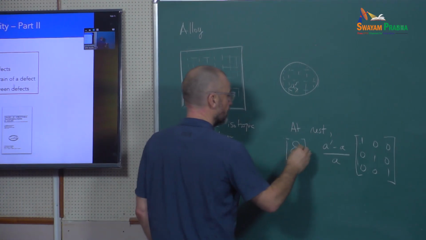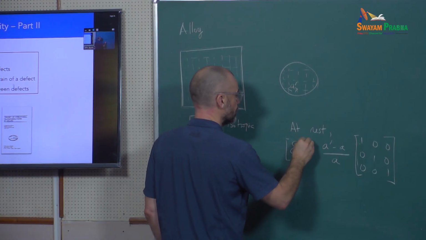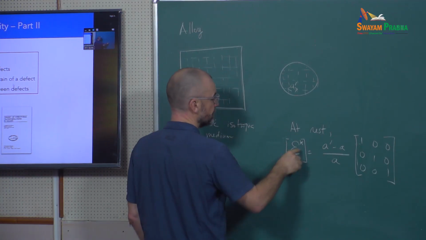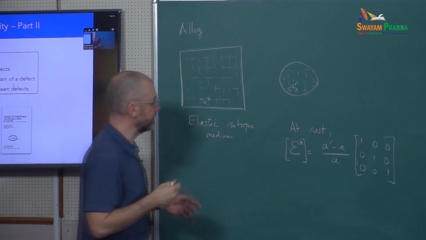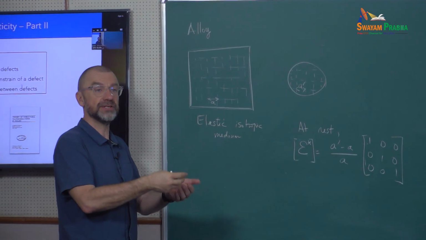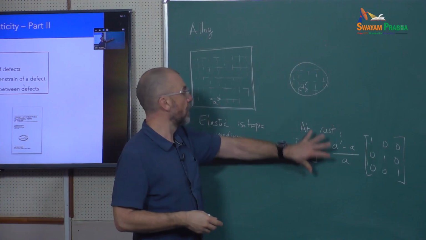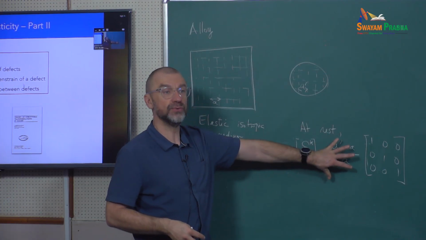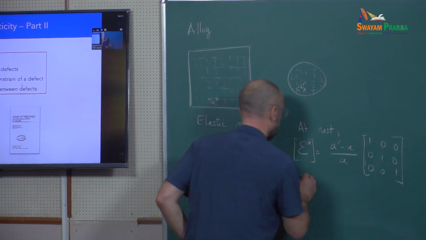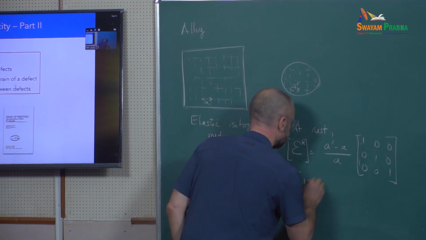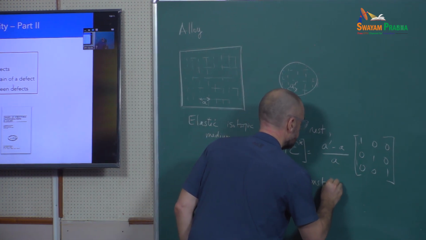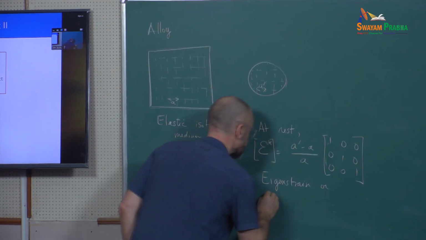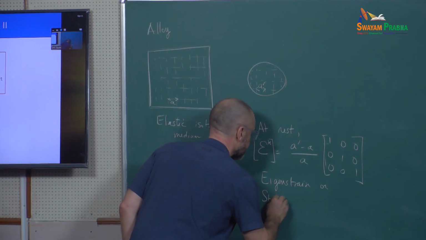And so the usual notation is that for this deformation, we put a star to say that it's not an actual deformation of the system. It's where this region wants to be, and that is called an eigenstrain, or we also call it a stress-free strain.